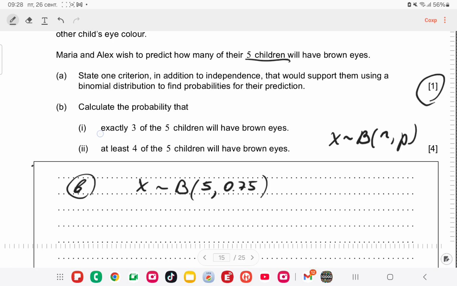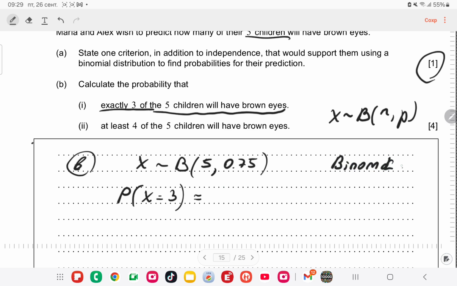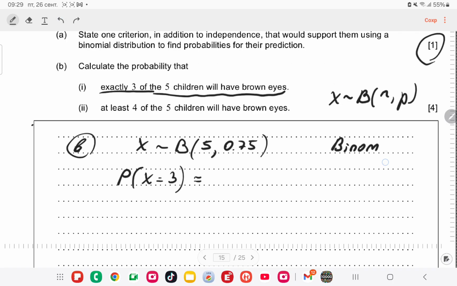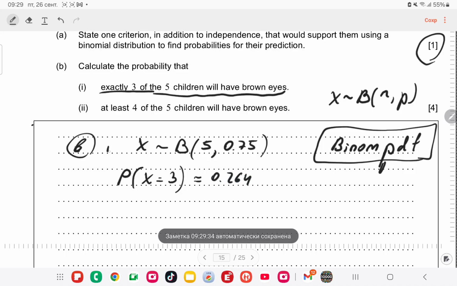Now, calculate the probability that exactly 3 out of 5 children will have brown eyes. Now, you will use the GDC, but before that, it is better to write down that the probability of X equal to 3, exactly 3 kids. And now you can use the GDC to find the binomial distribution. Please find the binom PDF. Binom CDF is going to be used in part B2. Binom PDF, and after pressing the buttons, you will get the value of 0.264 to 3 significant figures. This is the answer for part B1.